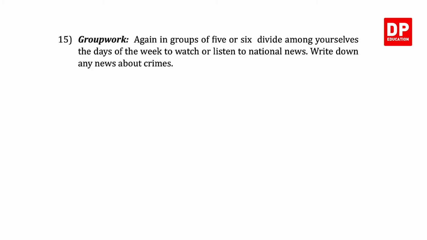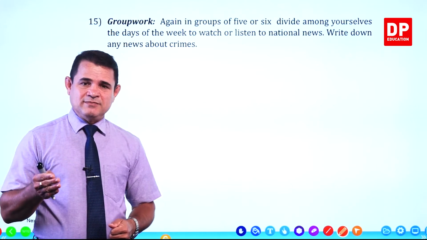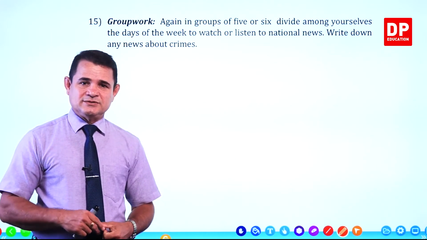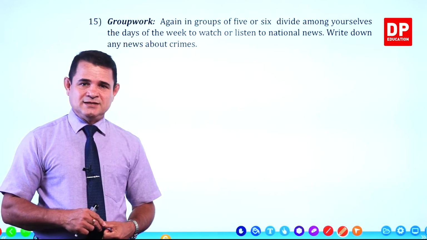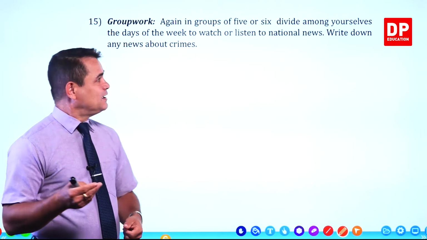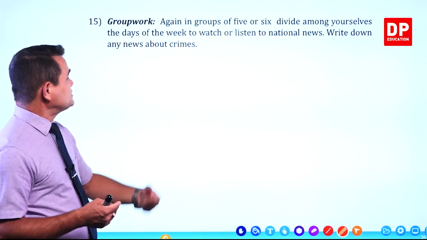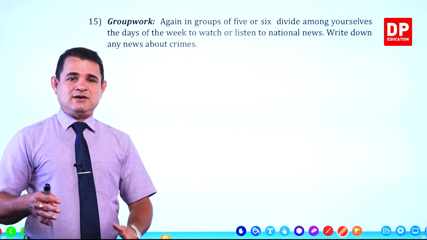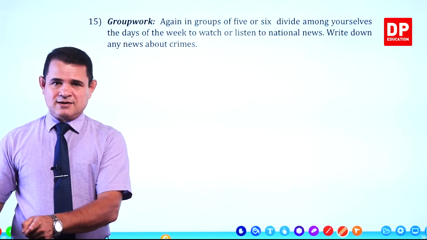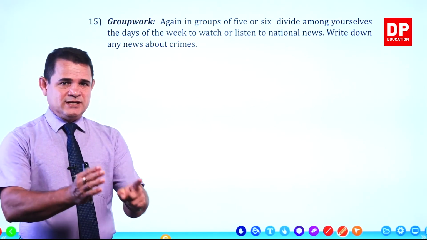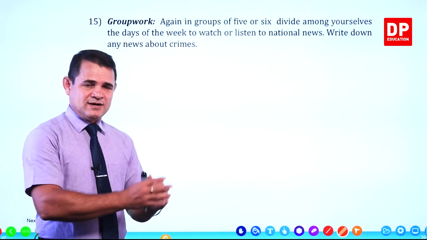Again, in groups of 5 or 6, divide among yourselves the days of the week to watch or listen to national news. Days of the week, සතිය දවස් 5 බෙදා ගන්න to watch the national news. Now on TV එකේ ප්‍රවෘත්ති. And write down any news about crime. So maybe in one group, එක කණ්ඩායමක් Monday news, Tuesday news තව කණ්ඩායමක්, Wednesday news තව කණ්ඩායමක්.